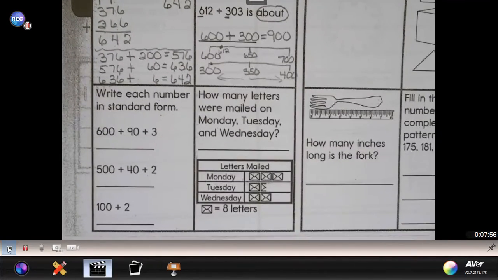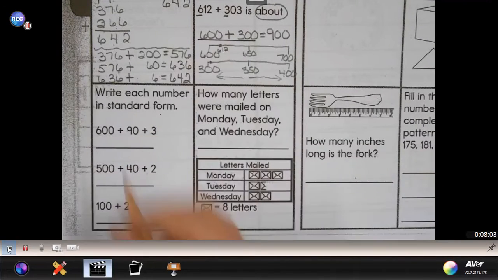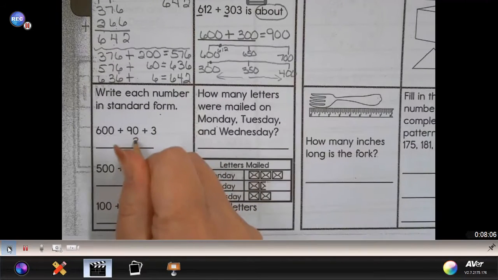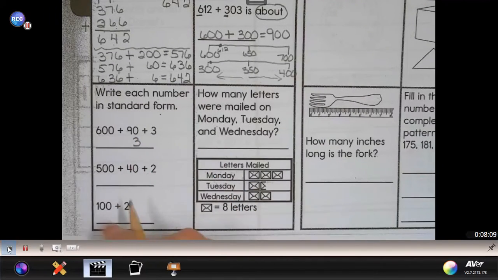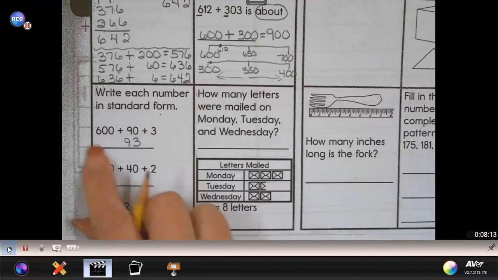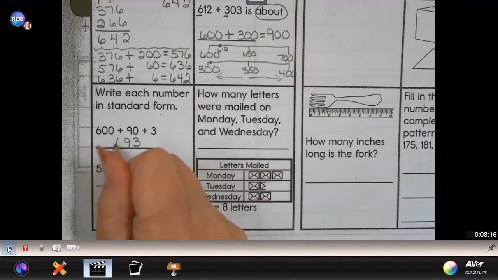Writing our number in standard form means we take each place value and write its digit in the place value that it is representing or showing. So my 3 is going to be in my ones place. The 9 from the 90 goes in the tens, and the 6 from the 600 is going to go in the hundreds place.